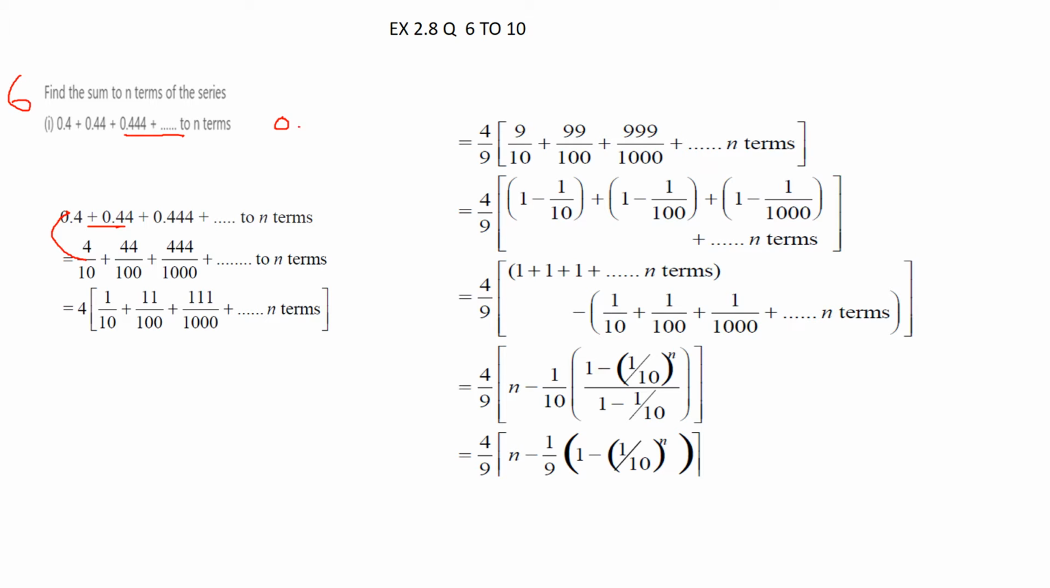0.4 into 10 by 10. If you multiply, the decimal point moves to the right side. So it will come 4 by 10. Like that you write 44 by 100 plus 444 by 1000 to n terms.